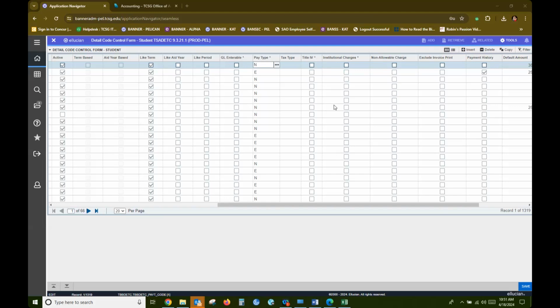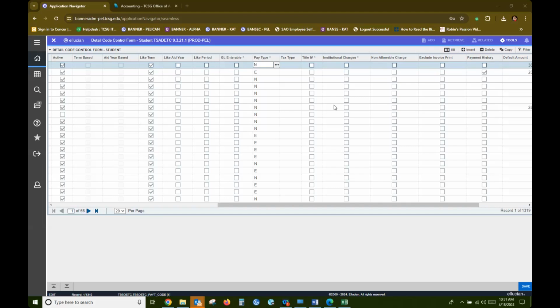Let me give you an example of something that most colleges have checked as an institutional charge, but technically it is not an institutional charge. A late fee is not an institutional charge. It is not charged to every student, nor is it charged to every student in the program. It's only charged to students who are late registering. So technically that is not an institutional charge, but I would say 90% of our colleges probably have that checked as an institutional charge because you want that to be paid from Pell.